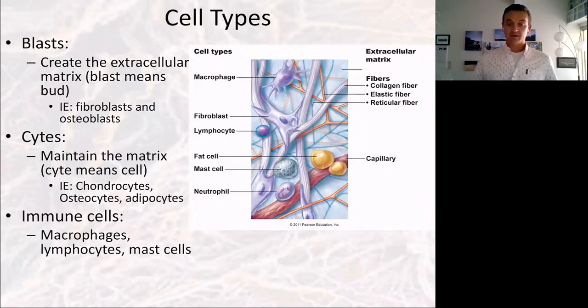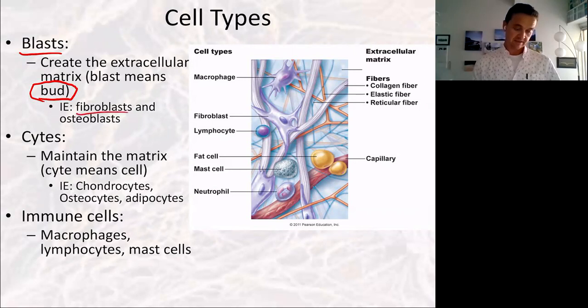Okay, so what about the cells? Those are the fibers. What about the cells in connective tissue? Okay, this is where you're going to need to start getting familiar with different prefixes and suffixes. Whenever you see blast in a word, these are the suffixes. Blasts are the ones that are actually making the extracellular matrix. These are the ones that are budding off the protein fibers.